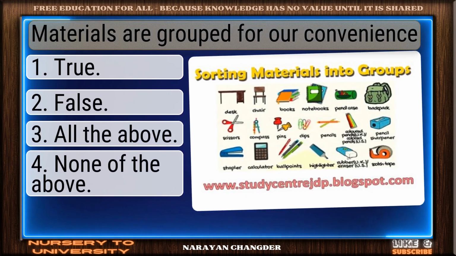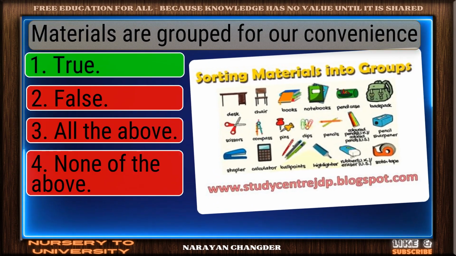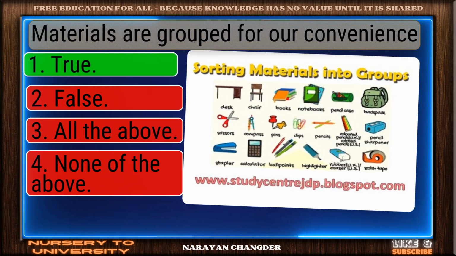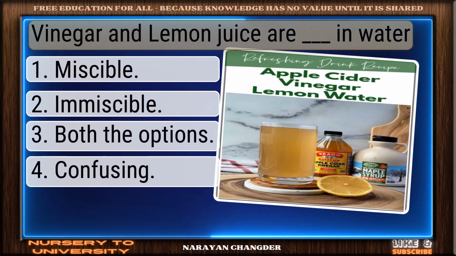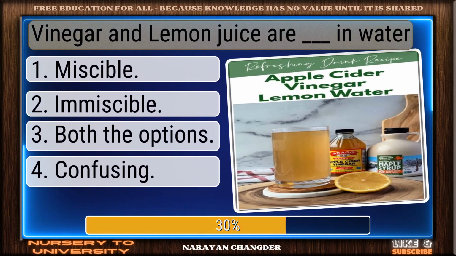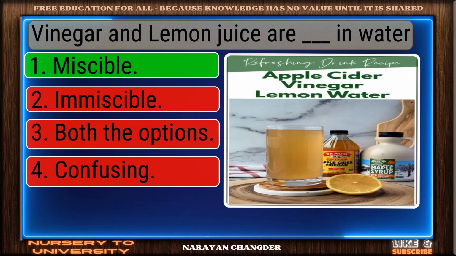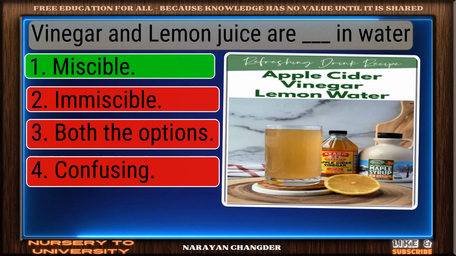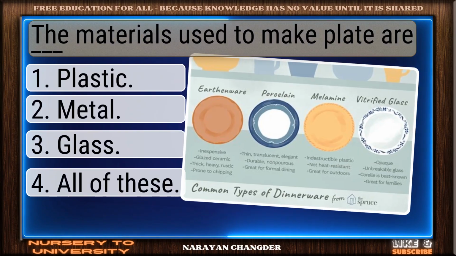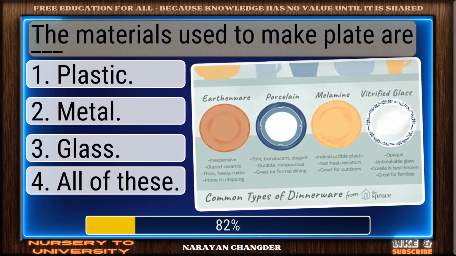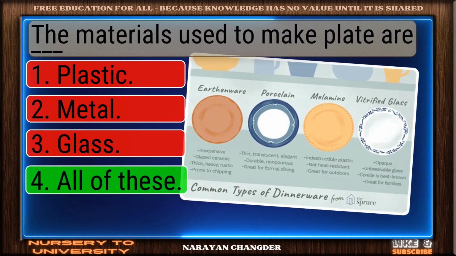Materials are grouped for our convenience. Valid point. True is true. Vinegar and lemon juice are dash in water. Nice selection. Miscible is the correct and valid answer. The materials used to make plate are dash. Well done. All of these is the right choice.